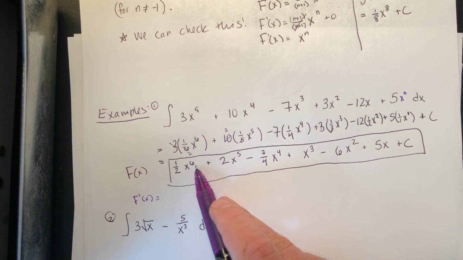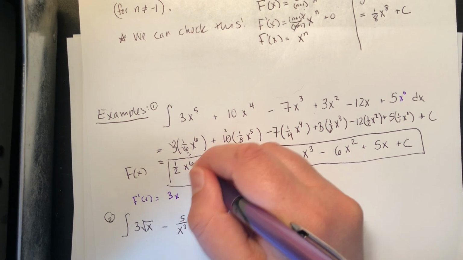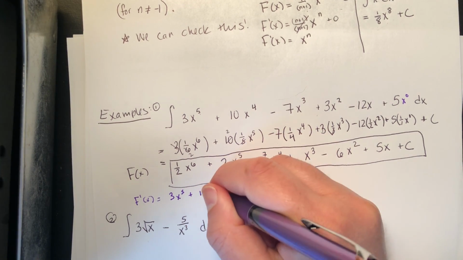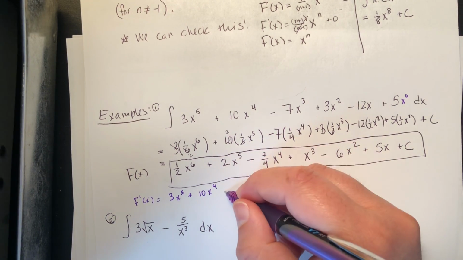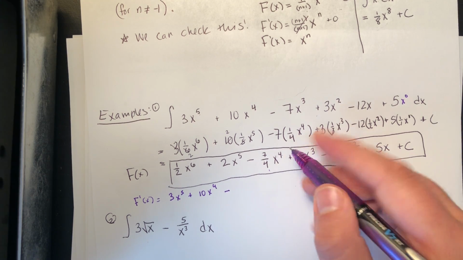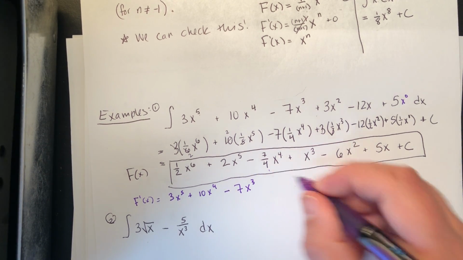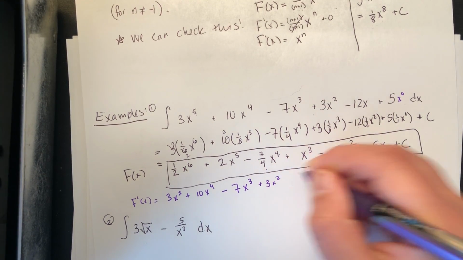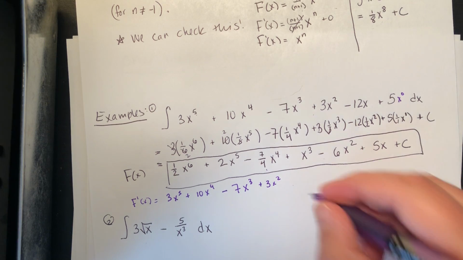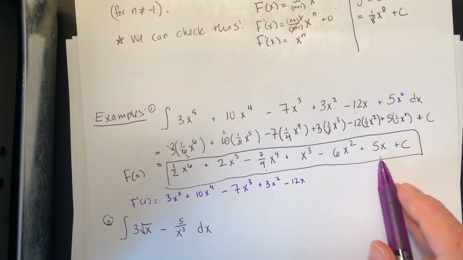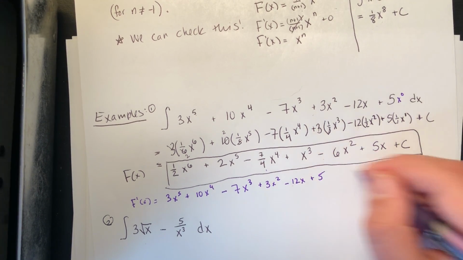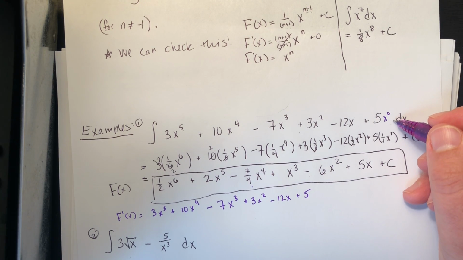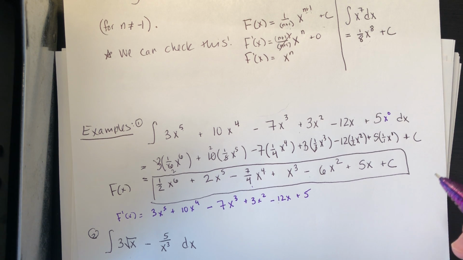The derivative of this would be 1/2 times 6 is 3, x to the 5th power, plus 2 times 5 is 10, x to the 4th power, minus 7/4 times 4 would just be 7x cubed. The derivative of x cubed is 3x squared. The derivative of negative 6x squared is negative 12x. Derivative of 5x is 5, and the derivative of a constant is 0. And checking up above, we see that that's exactly what we started with. That's how we know that we did it right.